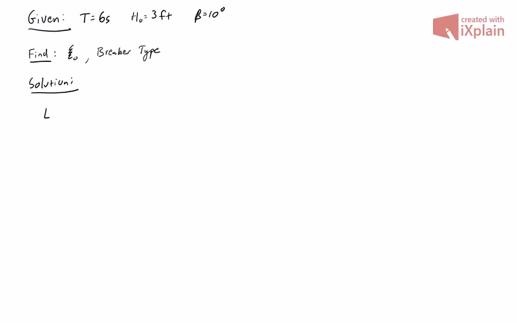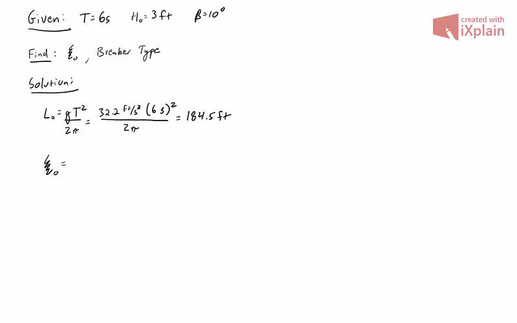We're going to go ahead. The first thing we're going to do is solve for the deep water wavelength. So that's going to be g times T squared over 2 pi, which is going to be 32.2 feet per second squared times, not 10 seconds, 6 seconds squared, all divided by 2 pi. If we plug that in, we get a deep water wavelength of 184.5 feet.